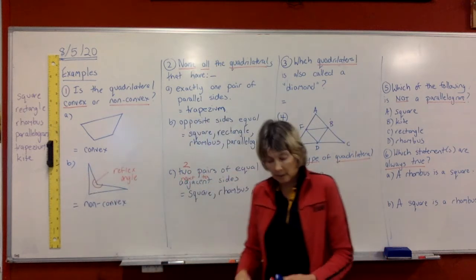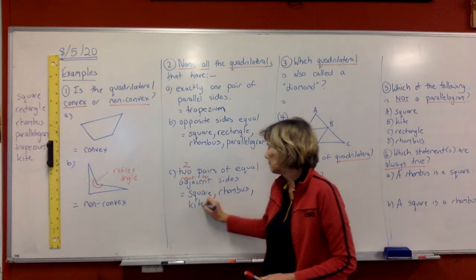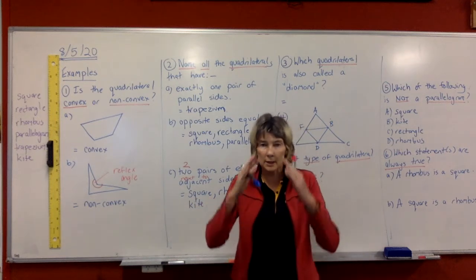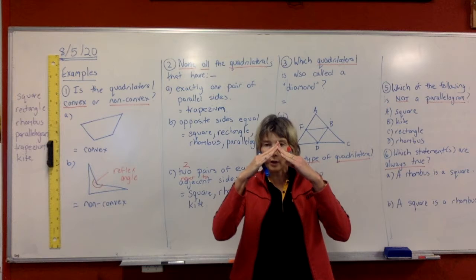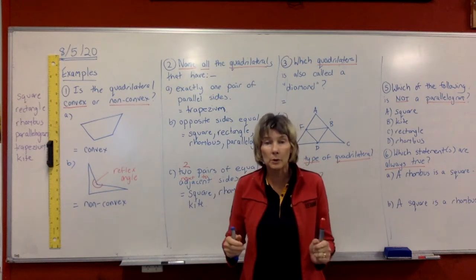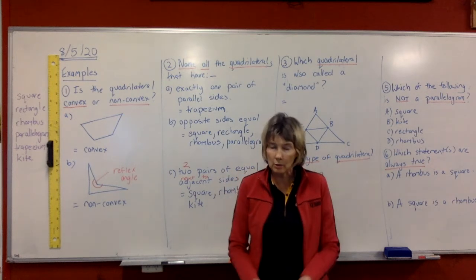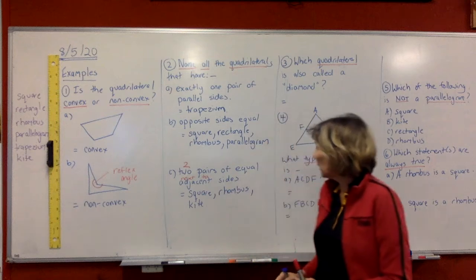And a kite, it definitely happens in a kite because that was its definition. We do have the adjacent sides being equal to each other at the top of the kite, and at the bottom where we have the 2 long sides, they're equal to each other. So we do have 2 pairs, short sides and the long sides, that are equal to each other.